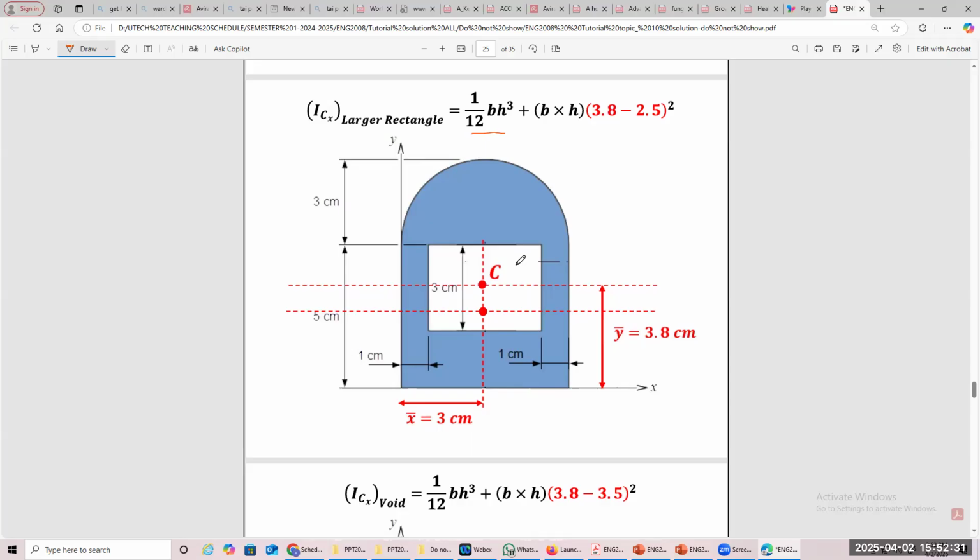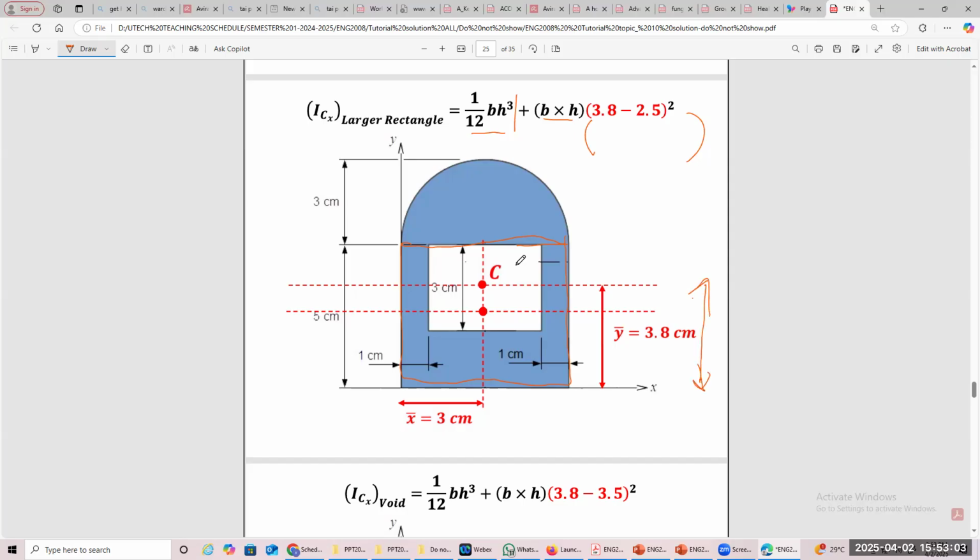Anyway. So it's 1 upon 12 BD cube, which is the same standard formula that you use for a rectangle. That is for the large rectangle, which is this distance coming out. So it's the standard one you're using, BH cube or BD cube, whatever. Then you get the area of it, which you know is 30 in your case. Watch this now. So it is the centroidal distance.